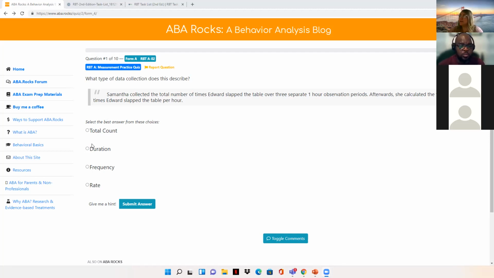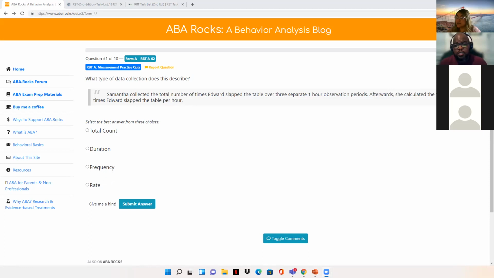So for this question, it says, what type of data collection does this describe? Samantha collected the number of times Edward slapped the table over 3 separate 1-hour observations. Afterwards, she calculated the number of times Edward slapped the table per hour. Is this an example of total count, duration, frequency, or rate? I would say frequency.